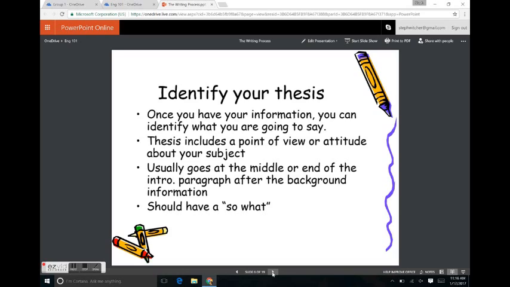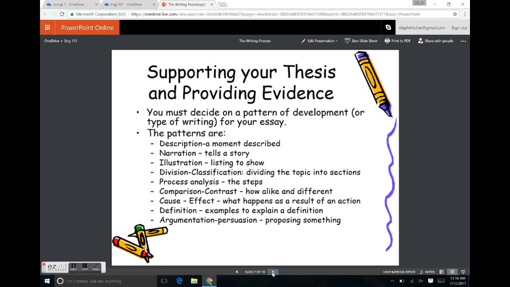Remember that your thesis should go at the end of your introduction. I know a long time ago when you were a little kid, they probably taught you to put it at the beginning, but that is not where a thesis statement goes in the introduction. So keep that in mind as well. And you always should have some kind of so what. Why does this matter to your reader? Okay, so once you've decided on a thesis, then you have to decide, okay, where am I going with this thesis?